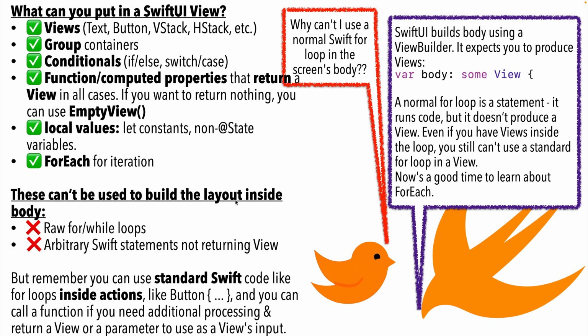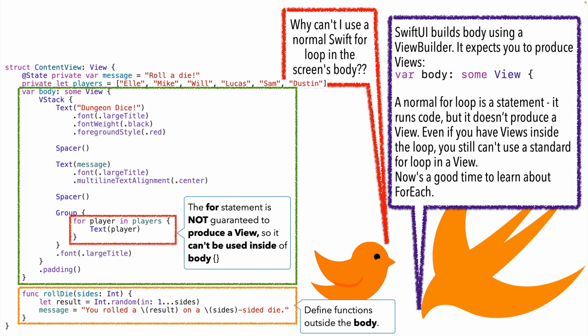Now what can't go in there to build the layouts are raw for, while, repeat loops, or other statements that don't produce a view. And remember, if you need additional calculations, and we do need that sometimes, you can do that work inside of views actions, like the curly braces inside of button actions, so it's okay to put Swift statements in there, or you can call a function that returns a value you pass into a view as a parameter. We usually define those functions outside the view body, don't put them inside the body's curlies.